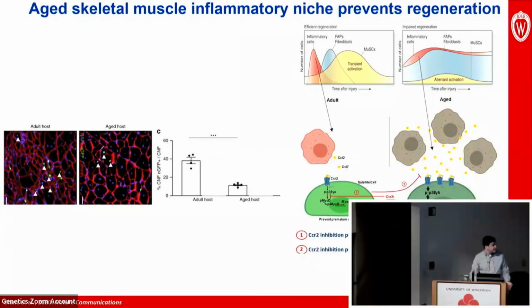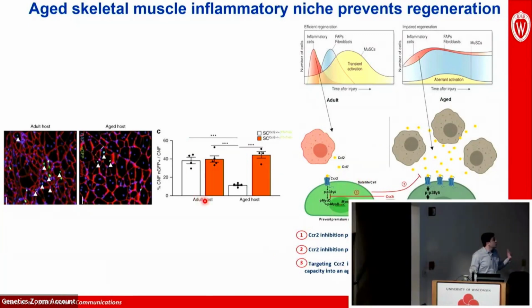Of course, if you target CCR2 precisely when it's a problem, which is at the time of the resolution, not before nor after, you can actually promote myogenesis and aged muscle regeneration. And you can also restore the capacity of those young stem cells to contribute to regeneration in an aged host. So basically what we did here is we desensitized those cells to the inflammatory niche during the regeneration process of aged mice.